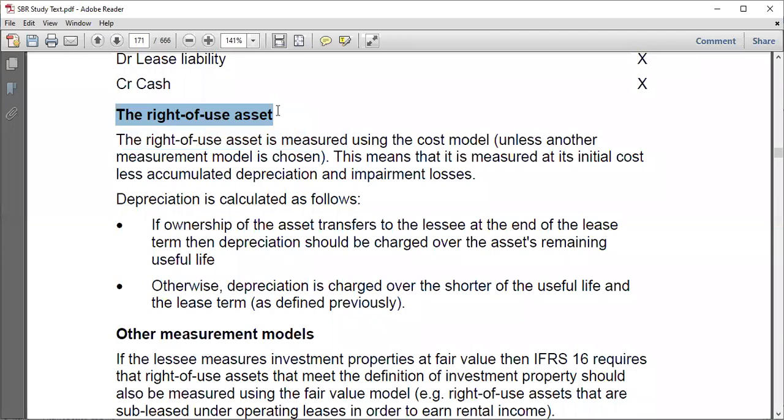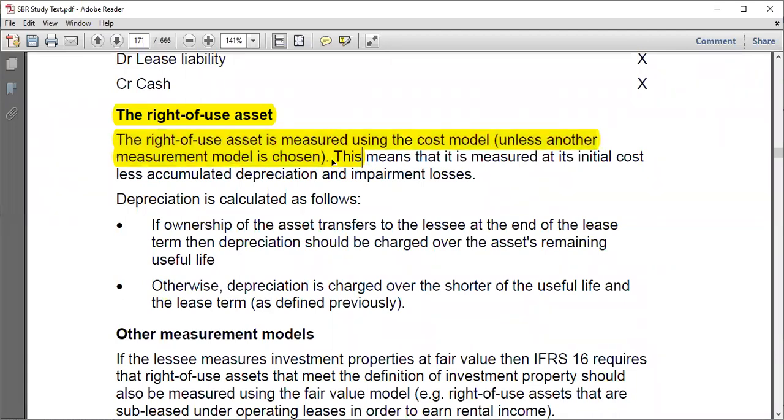Yesterday, we also took a look at how to determine the measurement, how to measure the right of use asset initially, but then what do you do subsequently? Now, there's nothing much there. It's just normal. They say that the right of use asset is measured using the cost model unless another measurement model is chosen. So normally you would use the normal cost model.